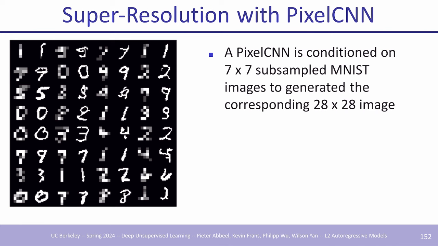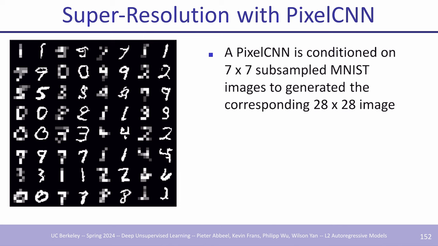basically complementary ideas to tokenization. The main theme is learning hierarchical representations or learning different factorizations of the data. For example, for super resolution, instead of generating the entire MNIST image at a time, you can generate it hierarchically. You can subsample the 28 by 28 image into 7 by 7 pixel grids, train a PixelCNN on that to generate 7 by 7, and then train another PixelCNN that conditions on the 7 by 7 to predict the 28 by 28.